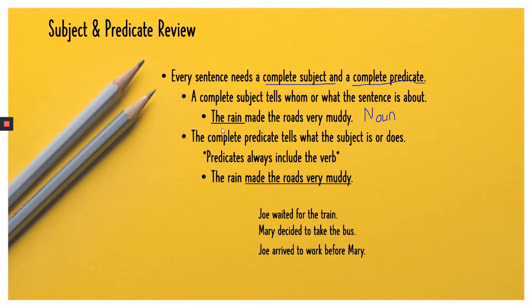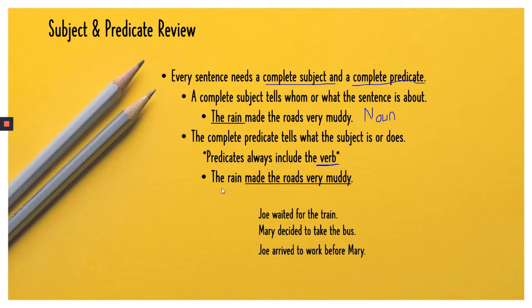So inside the sentence, the rain made the roads very muddy. The subject of this sentence is the rain because it is the noun. It is the thing I am talking about. The second part of every complete sentence is a complete predicate. Now, a predicate tells what the subject is or what it does. So a predicate always includes the verb. And remember that any verb is an action word. So these are things like walking, talking, bike, is, am, are, those kinds of words.